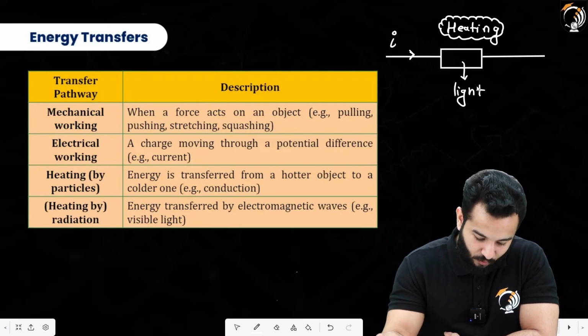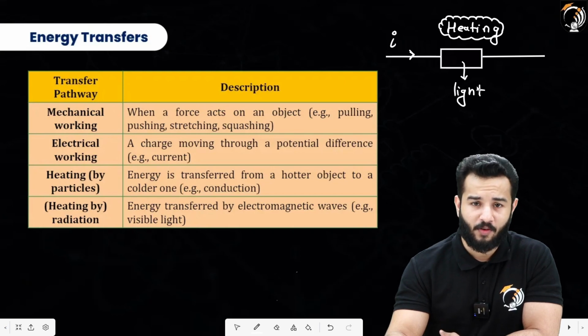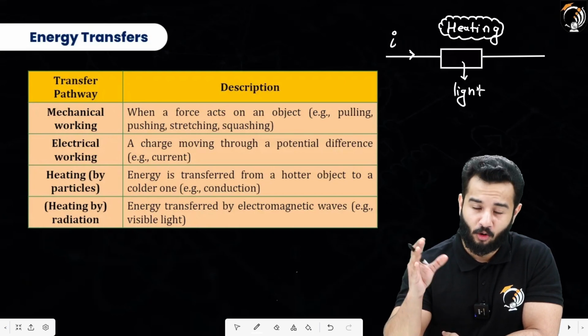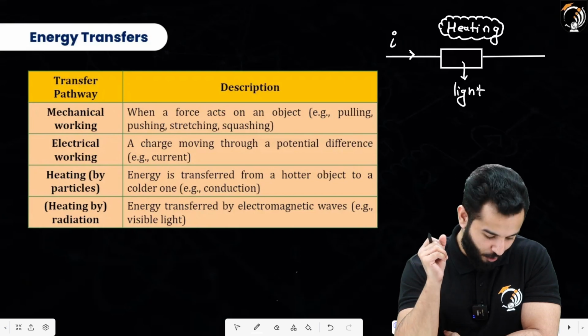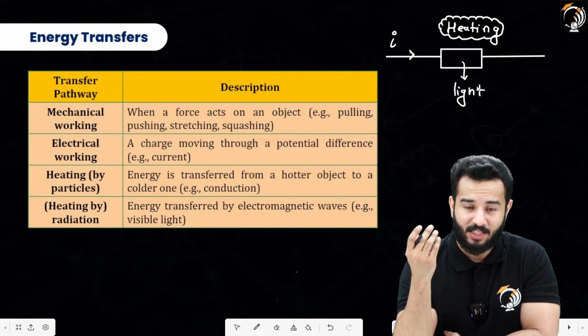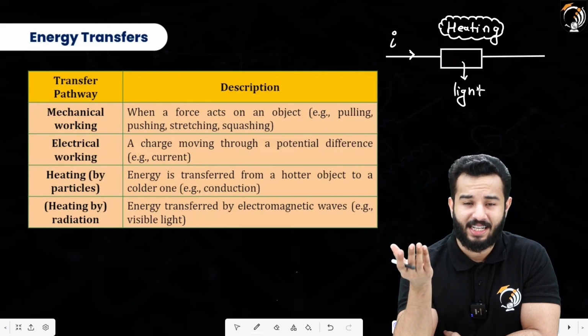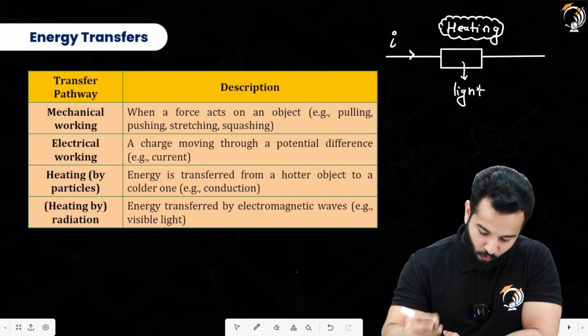Heating: energy is transferred from a hotter object to a colder object, that is conduction. Whenever you touch a hotter object, the heat always flows from a hotter body to a colder body, right? Heating by radiation: for example, how do we get energy or heat from the sun? Through electromagnetic waves. So that's the fourth point.